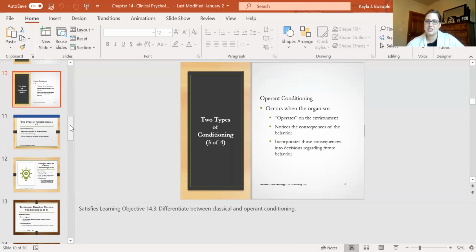So after classical conditioning, we then move into operant conditioning. And this occurs when the organism operates on the environment. So they notice the consequences of their behavior, so it can be a positive or negative consequence, and we incorporate those consequences when we make future decisions regarding our behavior.